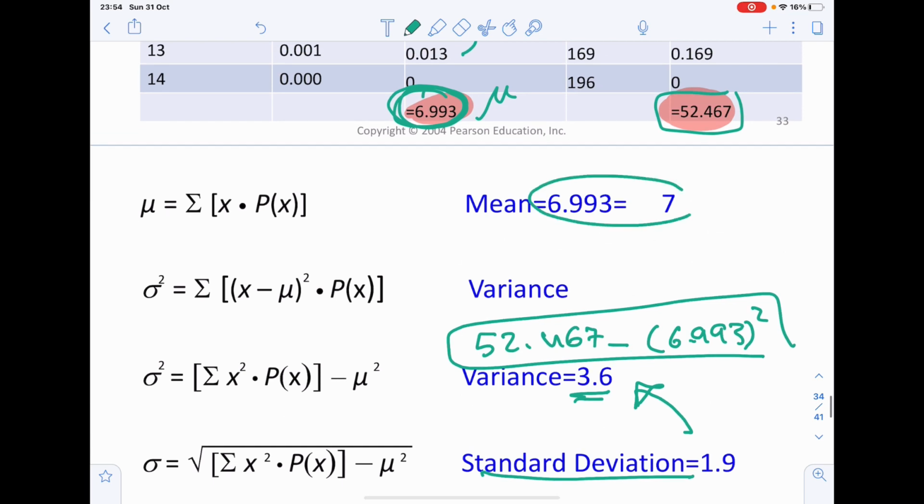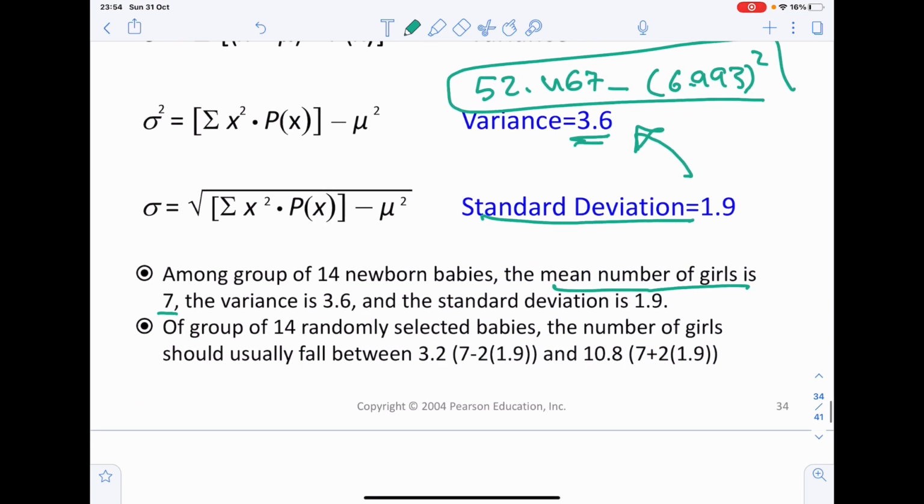Okay, approximately, and the variance is 3.6, as you can see here. This is the variance 3.6 and the standard deviation is 1.9. Of a group of 14 randomly selected babies, the number of girls should usually fall between 3.2 and 10.8. Okay, so what does that mean?